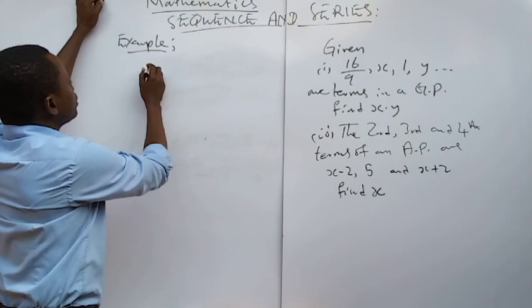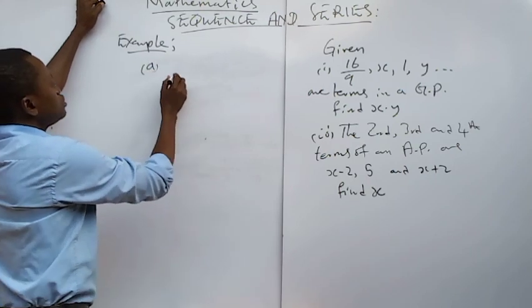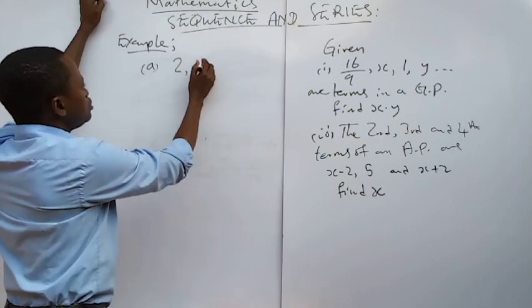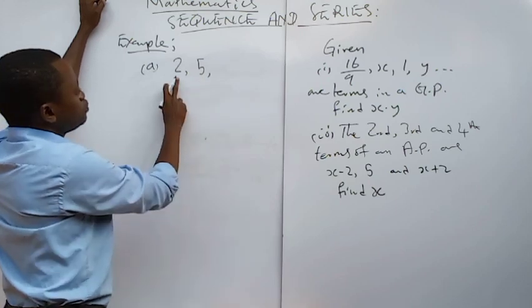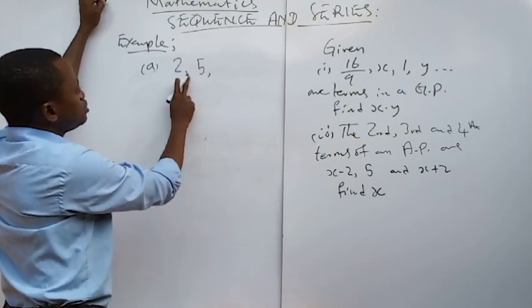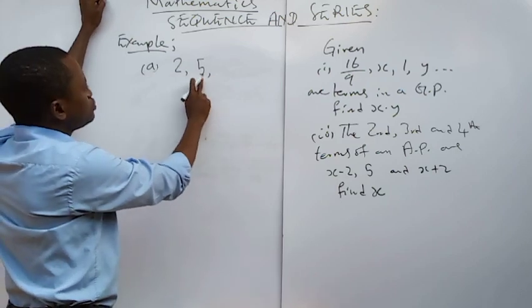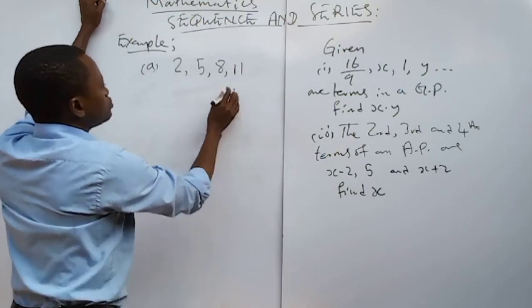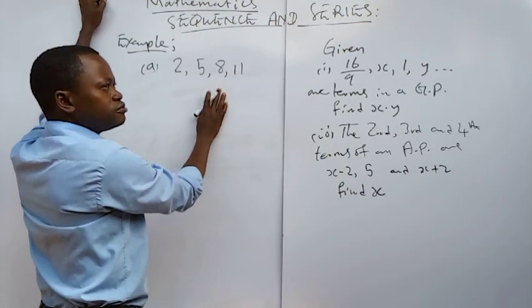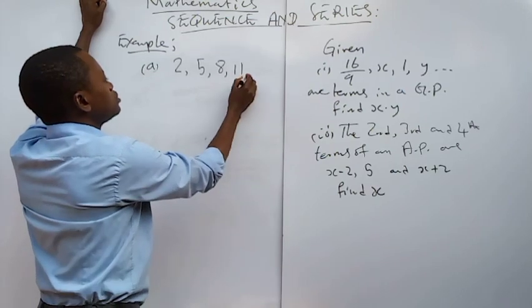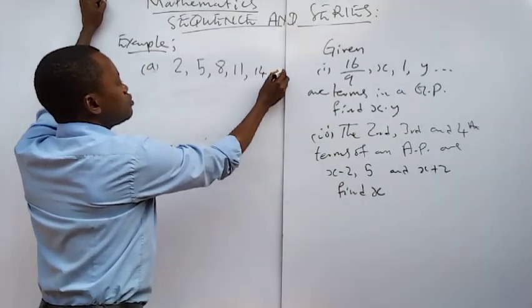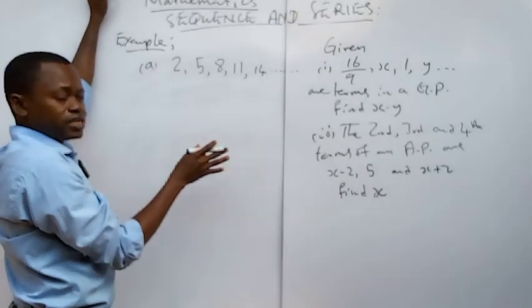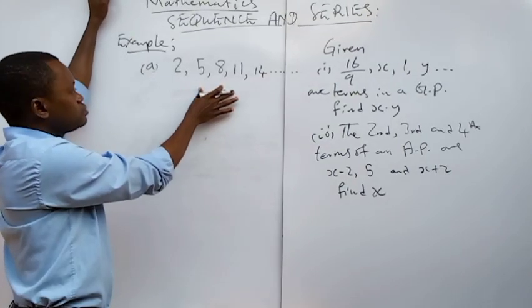Example, if you have something like 2 and the next occurrence is 5. If you watch here, there's a gap of 3 between these two terms. If I add 3 to 5, I will get 8. If I add 3 here, I will get 11. Then if I add 3 again, I will get 14. It's a progression, it continues to go like that. So we can call this a sequence.